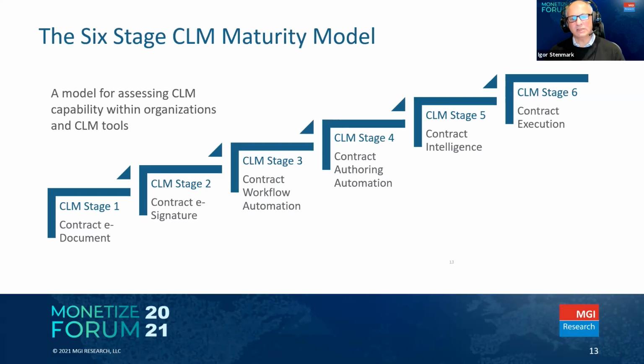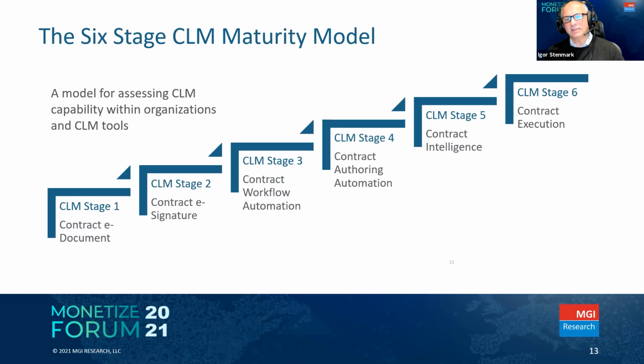Stages 3 and 4 deal with workflow automation, automating the approval cycles. And stage 4 deals with offering automation, enabling legal teams, contract teams, procurement teams, sales teams to bring together standardized contracts from elemental components and make them comply to overall corporate guidelines.